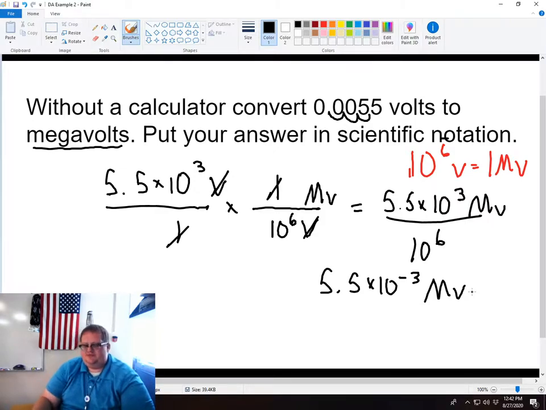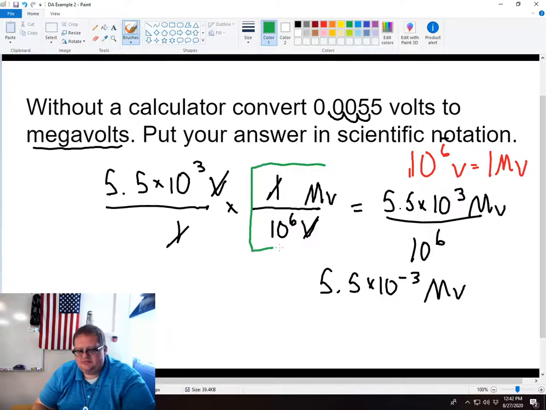I want to point out something real fast here. Let me do this in maybe a different color. So right here, this thing in the box, ignore everything I've canceled out. 1 megavolt divided by 10 to the 6 volts, right? Remember this conversion factor, we said those two things are equal. So 1 megavolt is equal to 10 to the 6 volts. So instead of 1 megavolt here, I could write that as 10 to the 6 volts.